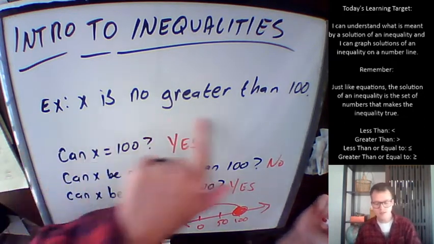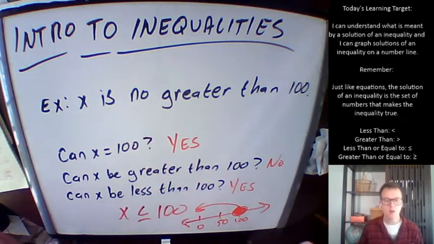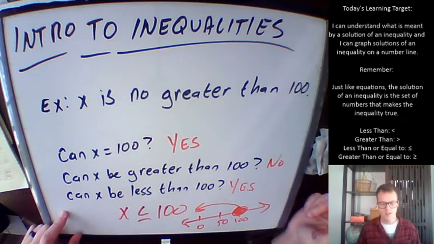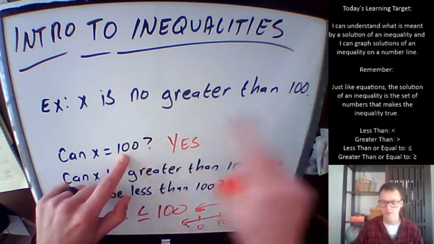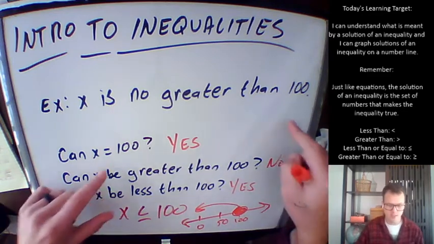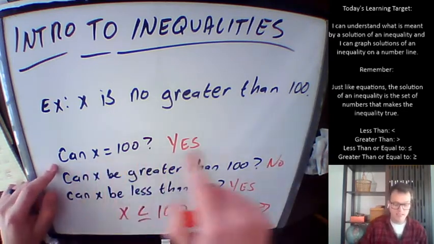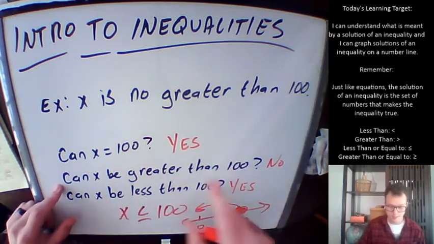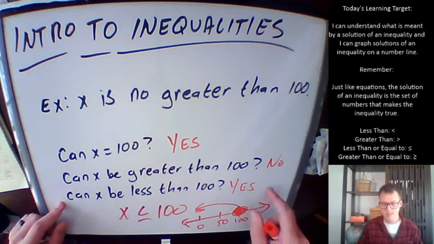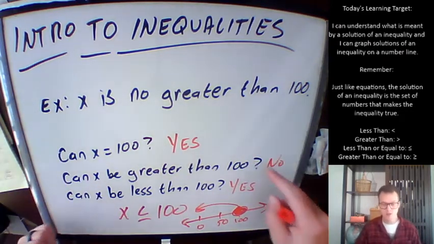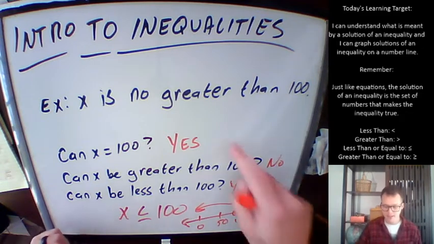So whenever you're given a statement like this and you have to make an inequality, ask yourself these 3 questions. Of course, you're going to replace the 100 with whatever number is in your statement. This one just happens to be 100. Can x be equal to it? Yes or no. Can it be greater than? Yes or no. And then can it be less than? Yes or no.